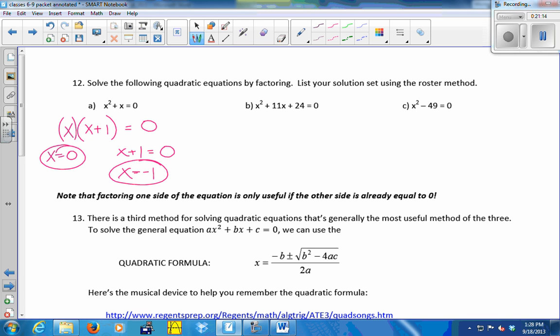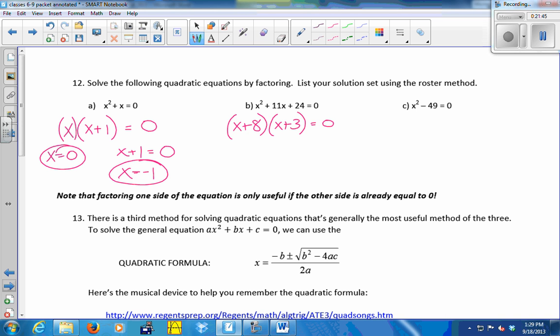So for part B, I have a quadratic, and it's equal to 0. If I could rewrite the left side of the equation as a multiplication problem, I could use the zero product property. So can I rewrite that as a product of two factors? What are my factors? 8 and 3. x plus 8, x plus 3.